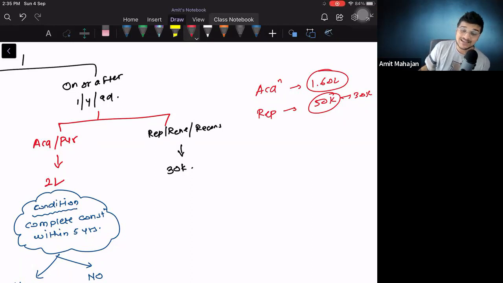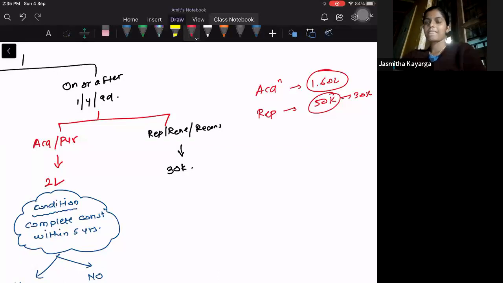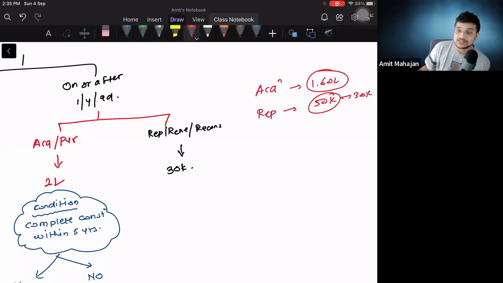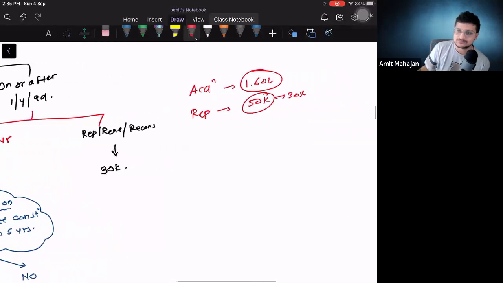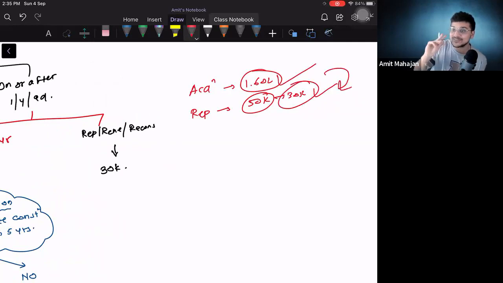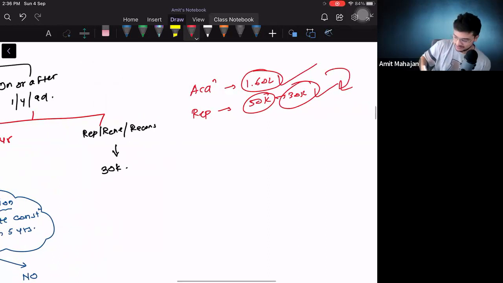1,90,000. Exactly. I will not get a deduction of 2 lakhs because 50,000 will be restricted to 30,000. इसके लिए तो 30 मिलने वाला है. इसके लिए 1,60,000 पूरा मिलेगा. So it will be what? 1,90,000. Understood? पक्का. I'll take one more example.